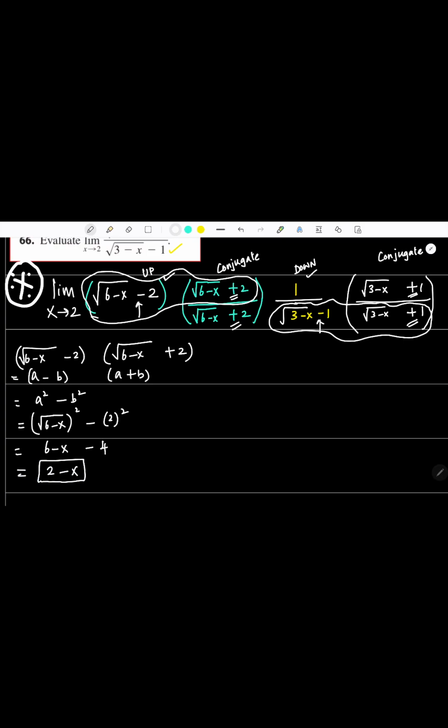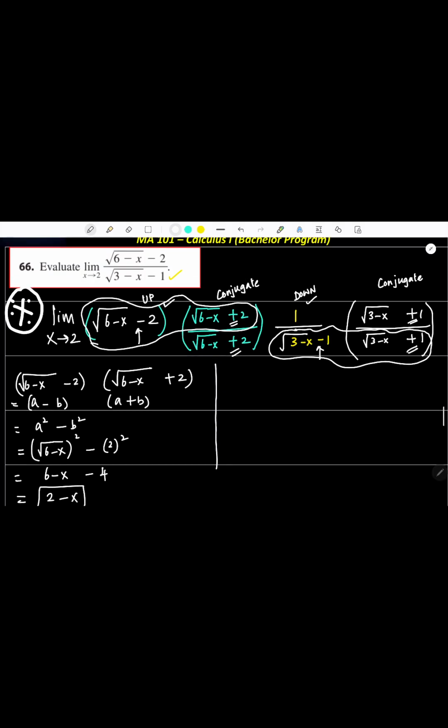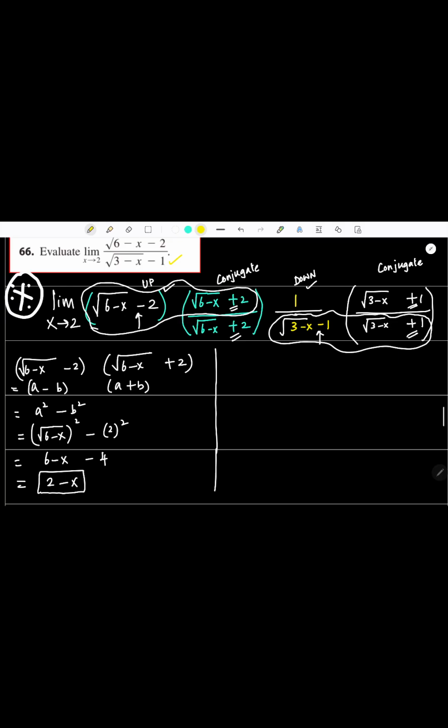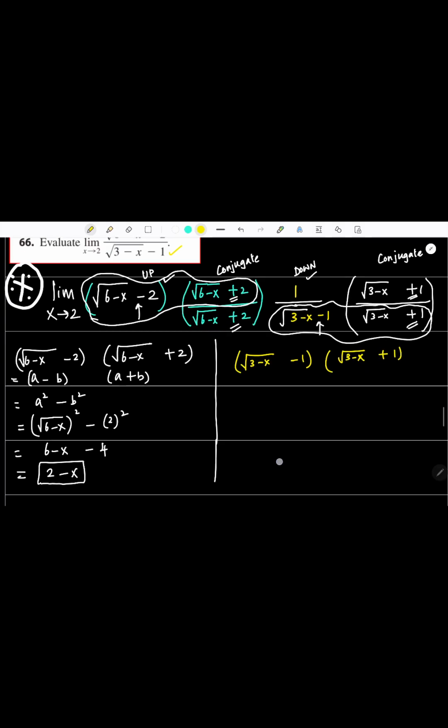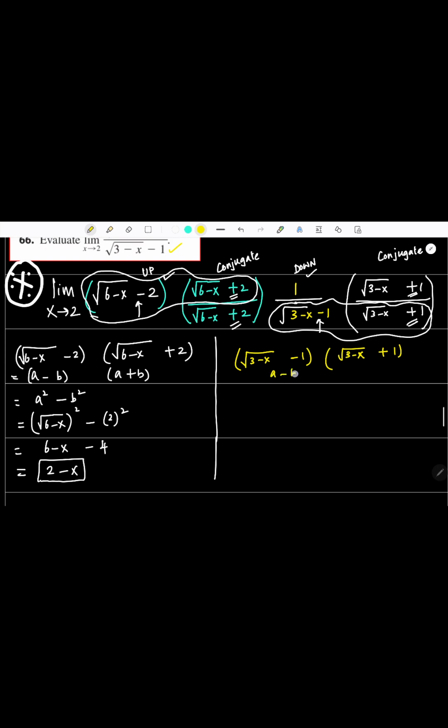Let me keep it one side. And then I put a line here. I take another color. What I'm going to do, this part I'm going to do it. So square root of 3 minus x minus 1. Okay, again I'm putting this whole square root. Square root of 3 minus x minus 1 and square root of 3 minus x plus 1. Clear? Right. So this is of the model a minus b and times a plus b.